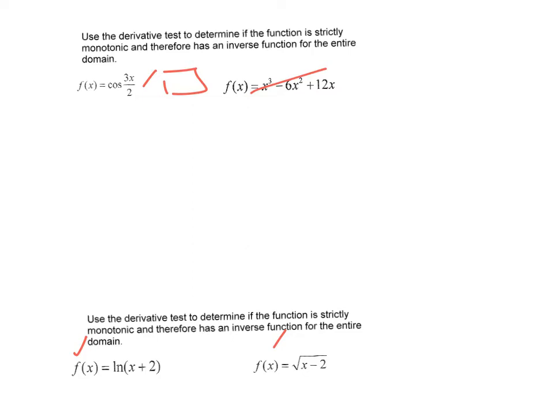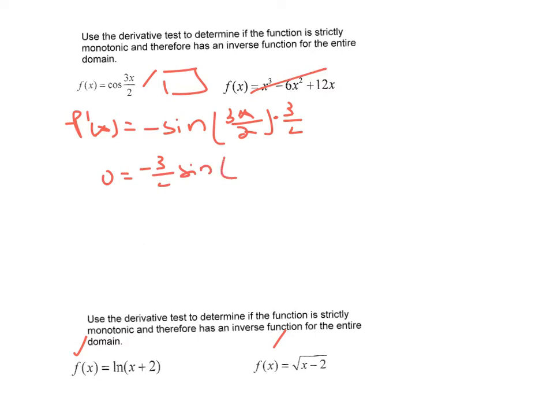So for thinking of whether this is monotonic or not, we have to find the derivative. Remember, you're trying to figure out whether it's always increasing or always decreasing. So my derivative is negative sine of 3x over 2 times the derivative of the inside. Remember, we have to use chain here. Okay, set that equal to 0. So 0, I'm just going to clean this up a little bit, equals negative 3 halves sine of 3x over 2. Divide both sides, you get sine of 3x over 2 equals 0.